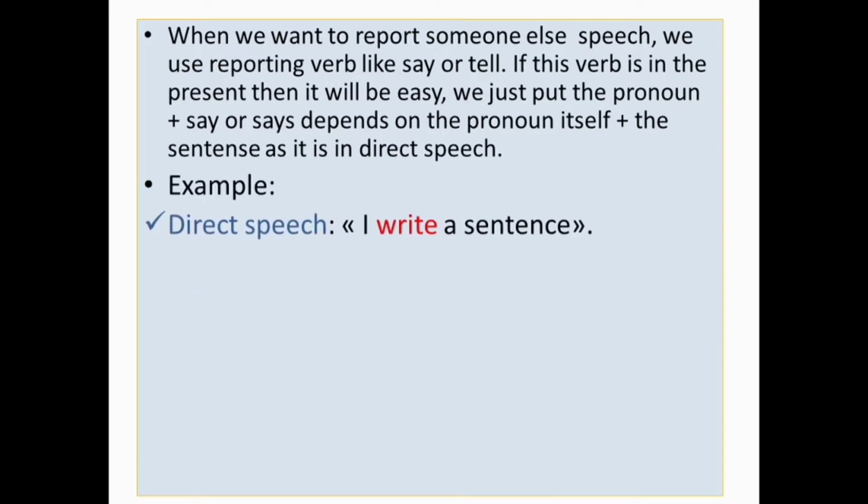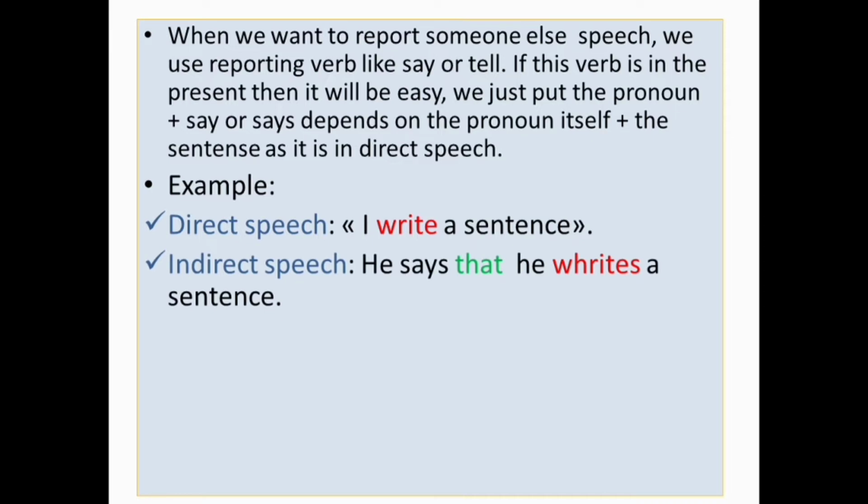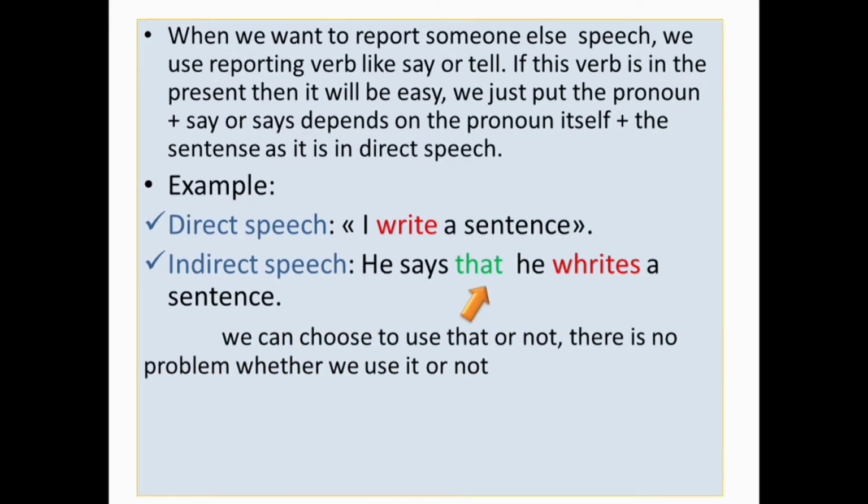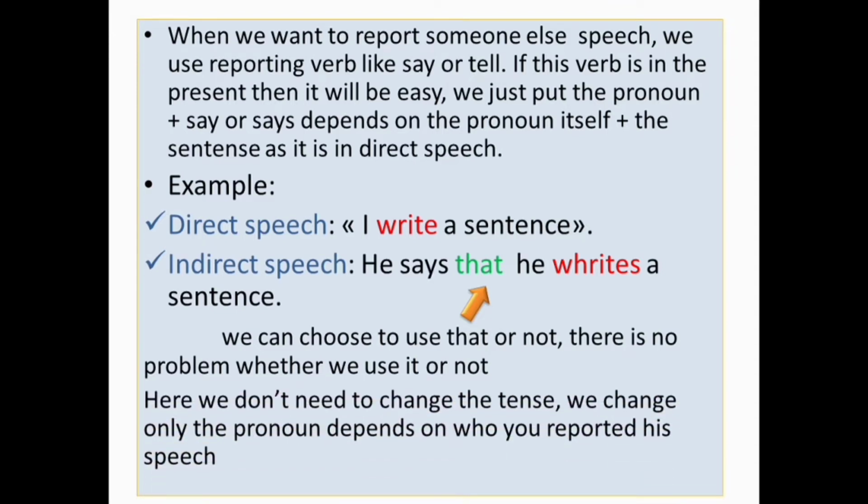Example: "I write a sentence." "He says that he writes a sentence." Here we have I, it becomes he, because we don't know who speaks. Write becomes writes with he in the simple present. Then "that": we can choose to use that or not. There is no problem whether we use it or not. Here we don't need to change the tense, we change only the pronoun, depending on whose speech you report.